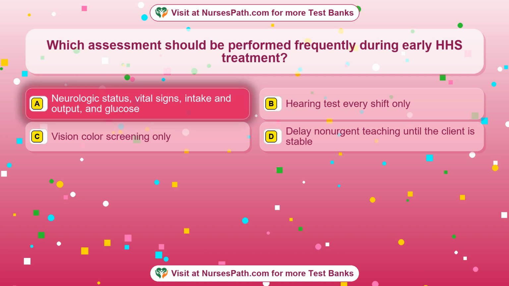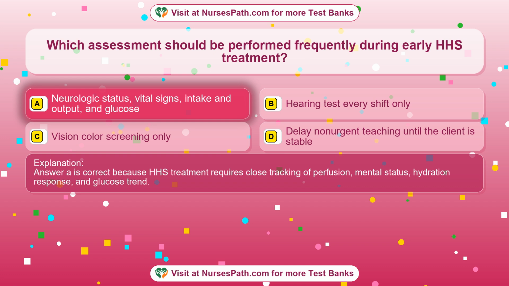The correct answer is option A, neurologic status, vital signs, intake and output, and glucose. Answer A is correct because HHS treatment requires close tracking of perfusion, mental status, hydration response, and glucose trend.